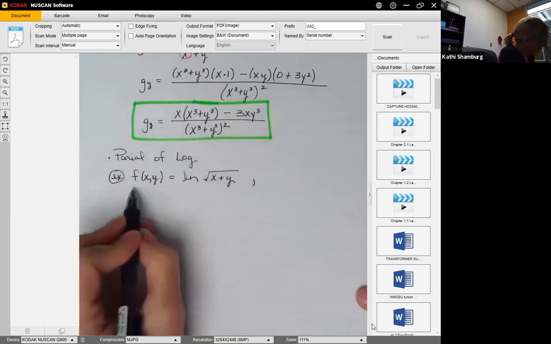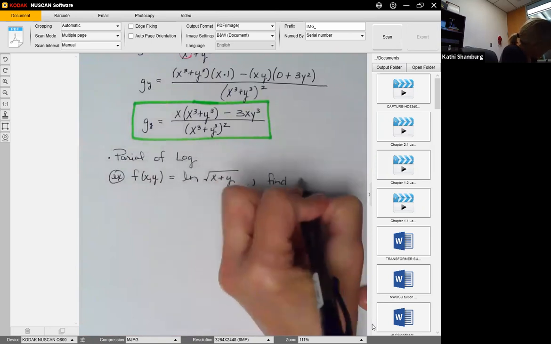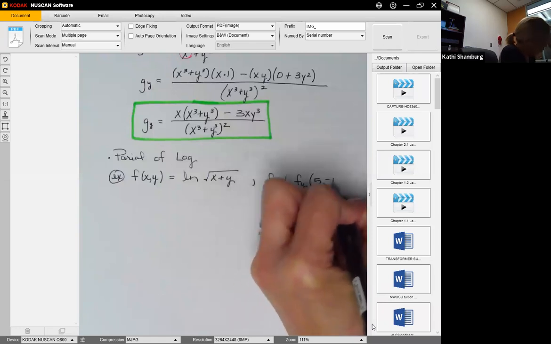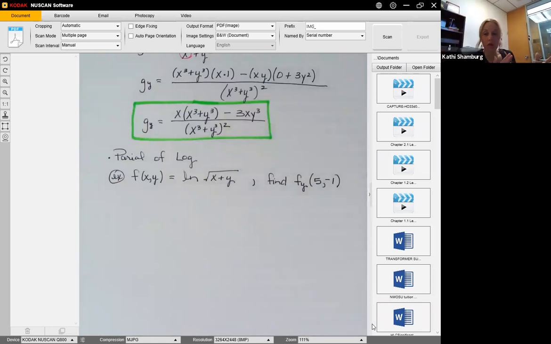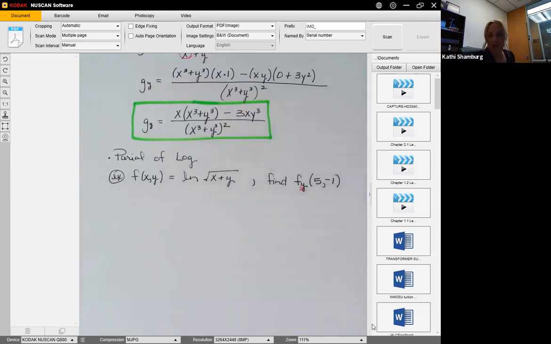So here's the function, and then it's going to say find f of something, and it's going to give you an ordered pair. All right, so for all the examples I've done up to now, we have found the derivative with respect to x and with respect to y. But in this particular problem, there is no reason to take the time to find the derivative with respect to x, because this one's just saying, hey, all you have to do is find the derivative with respect to y. Once you do that, then plug in that ordered pair.